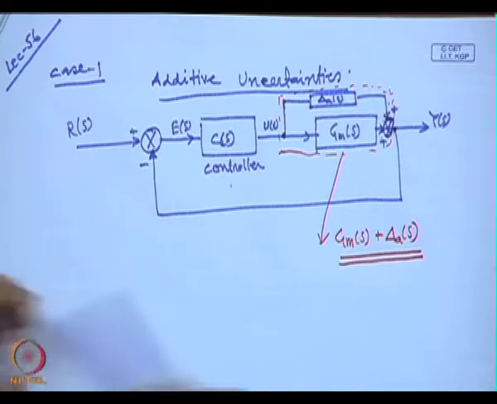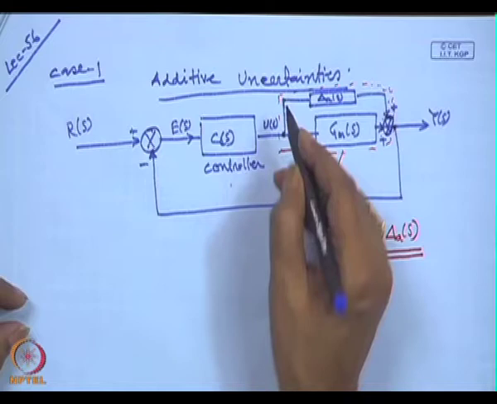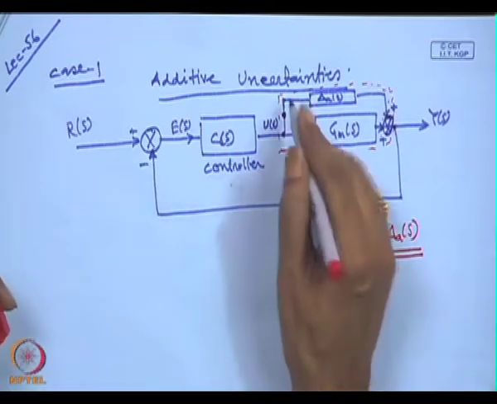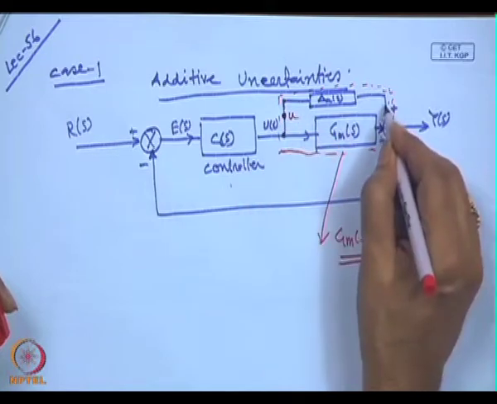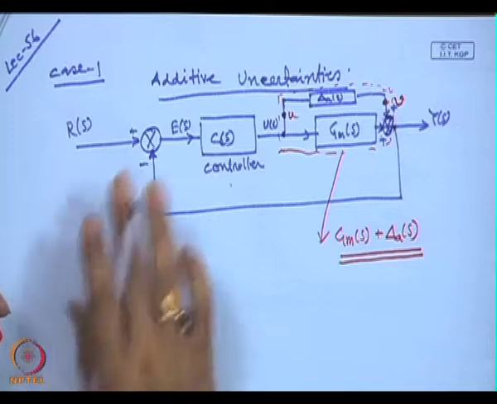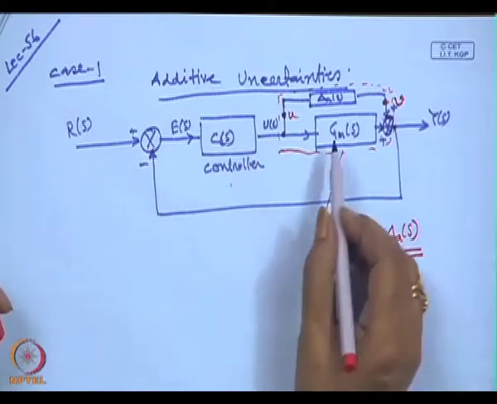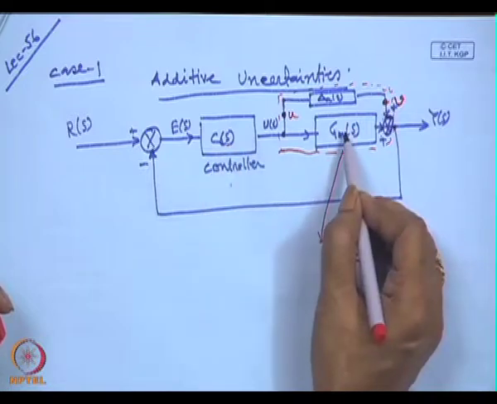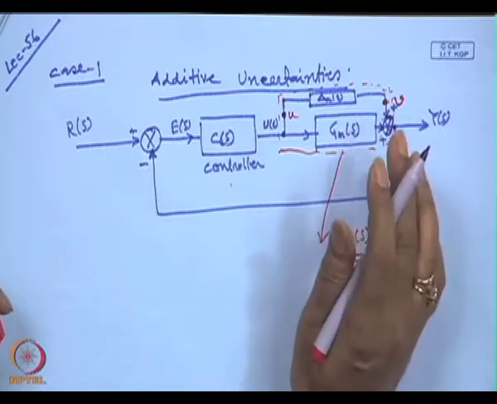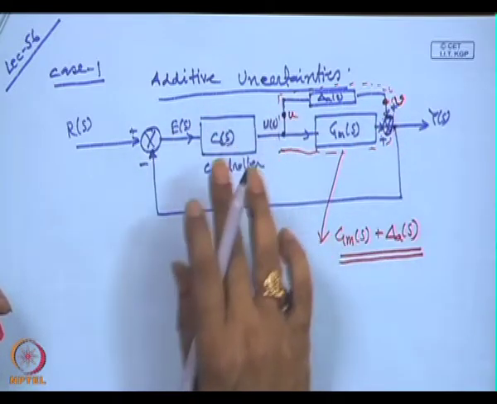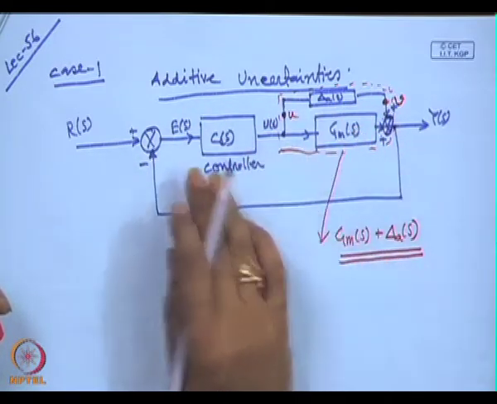So, now we assume that this is our one point u and this is our point v. Look, the controller is designed based on the plant model, and we have designed the controller in such a way that the nominal plant is stable.